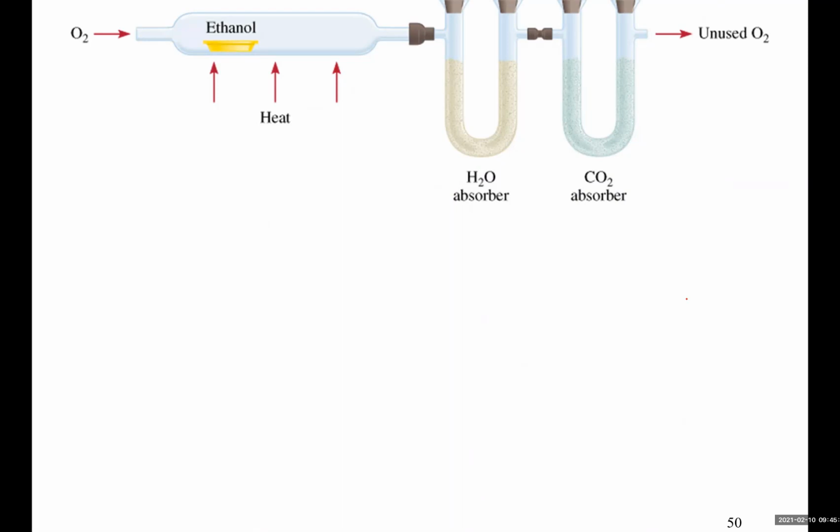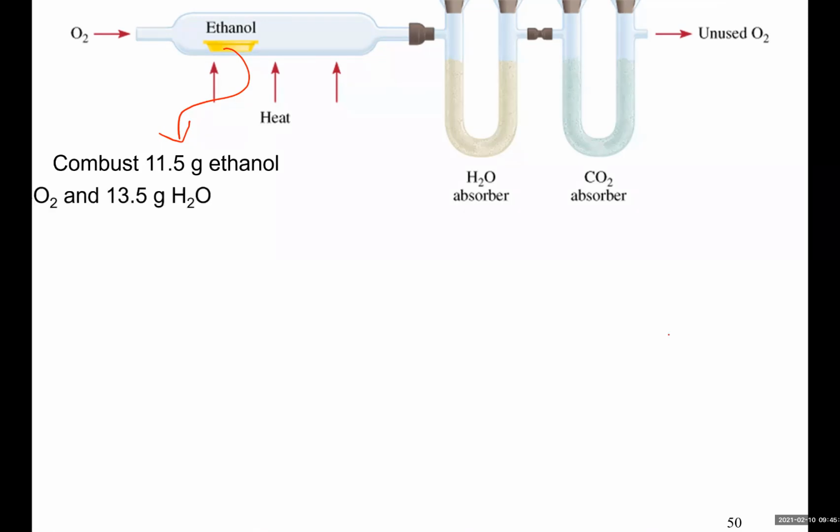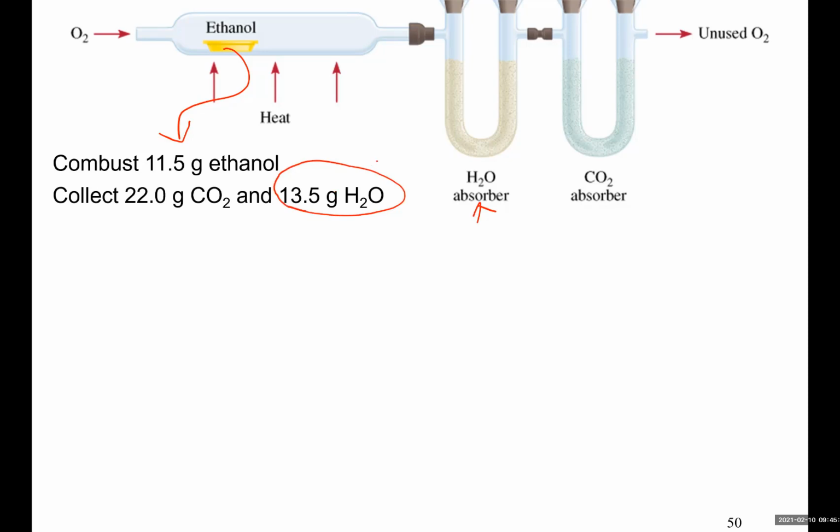And the simplest ratio between the number of atoms in a structure is defined as the empirical formula. So this is the setup. Suppose I have 11.5 grams of ethanol here, and we measure the mass of the trap before and after. The mass is changed by 13.5 grams, which means 13.5 grams of water is produced in this combustion. And I measure the mass of the trap before and after combustion. The mass of the carbon dioxide trap has gone up 22 grams. So that's the mass of CO2 and the mass of water from combustion.